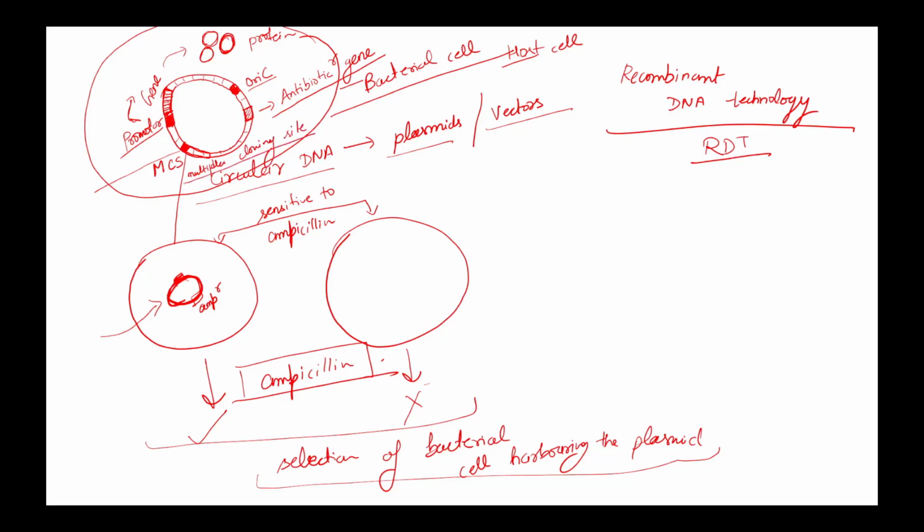MCS is used to clone a particular gene of interest. Suppose this gene is being cloned, it is generally cloned with the help of restriction digestions. In this MCS we have several restriction sites. Suppose BamH1, Sal1, EcoR1, Not1, Kpn1, Sla1. All these which I am writing here are different restriction enzymes.